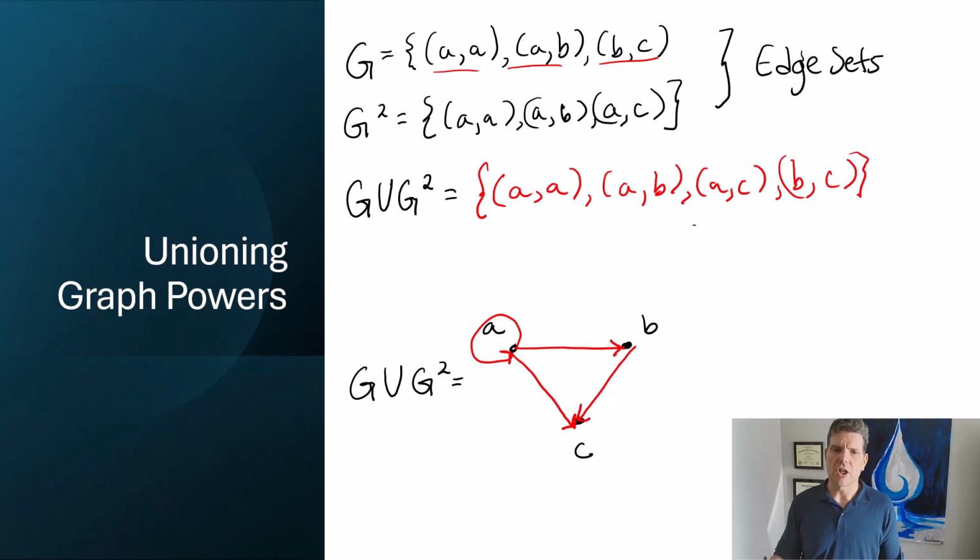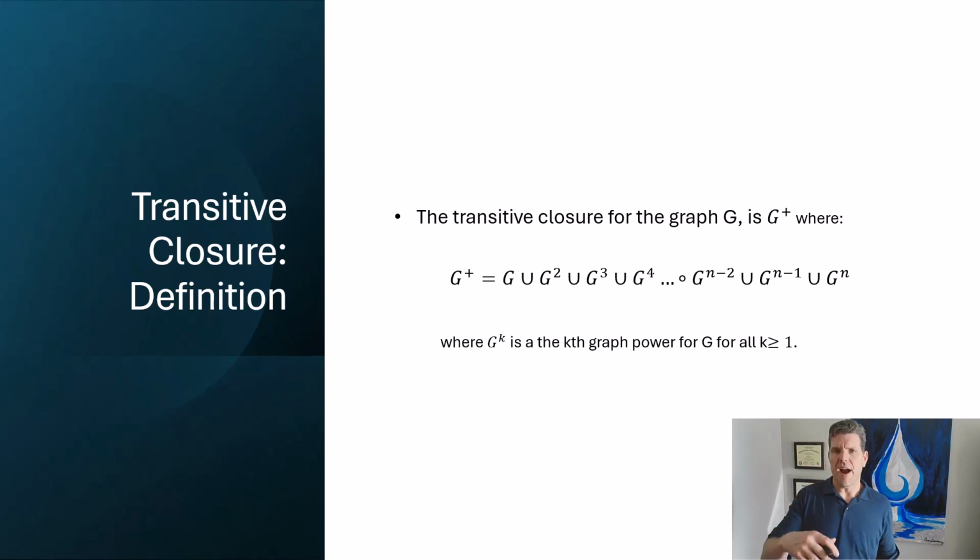So essentially when we generate G union G squared, all we're going to do is represent each one of these walks as a single edge. Now that we have the idea of a graph power, and the idea of the union of graphs, we get the idea of the transitive closure. The transitive closure for G is this thing G+. And G+ is the union of all of the graph powers of G. Theoretically, it's an infinite union of these graphs, for k greater than or equal to 1.